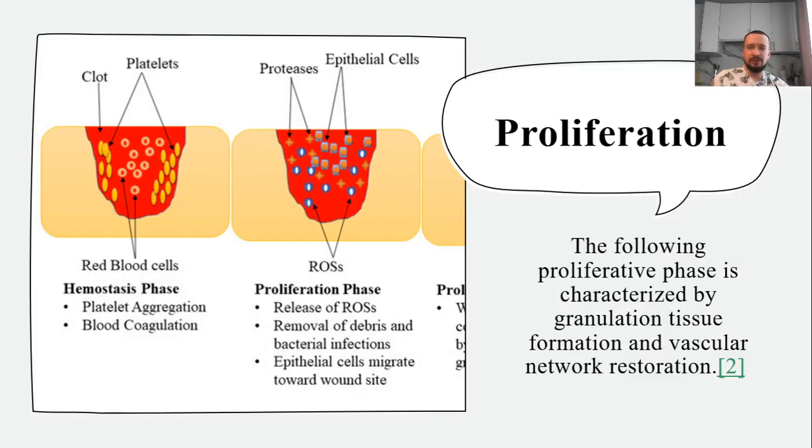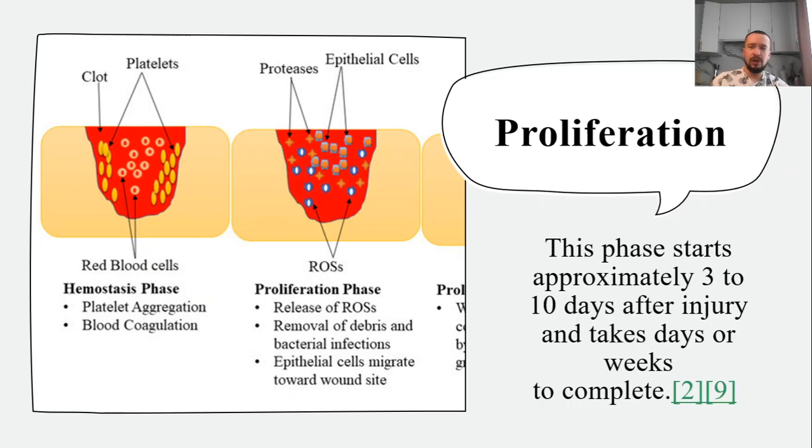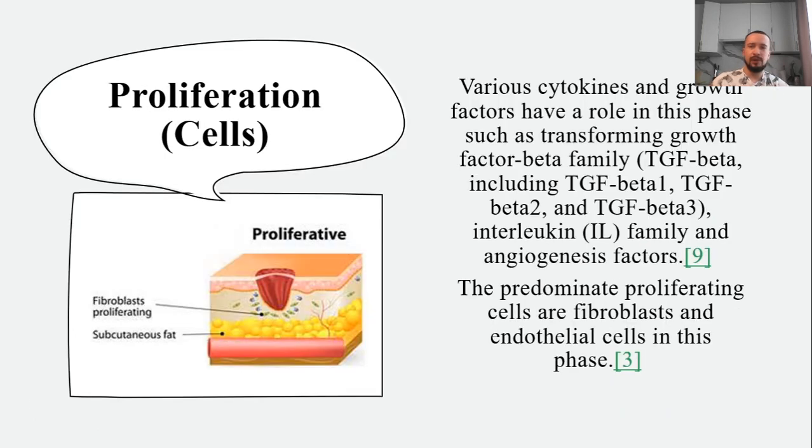The following proliferative phase is characterized by granulation tissue formation and vascular network restoration. This phase starts approximately 3 to 10 days after injury and takes days or weeks to complete. Various cytokines and growth factors have a role in this phase, such as the transforming growth factor beta family, TGF beta, including TGF beta 1, TGF beta 2, and TGF beta 3, the interleukin family, and angiogenesis factors. The predominant proliferating cells in this phase are fibroblasts and endothelial cells.